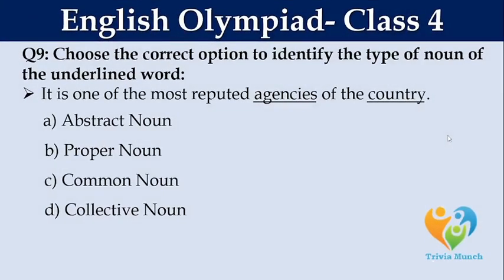Choose the correct option to identify the type of noun of the underlined word. It is one of the most reputed agencies of the country. Option A, abstract noun. Option B, proper noun. Option C, common noun. Option D, collective noun.